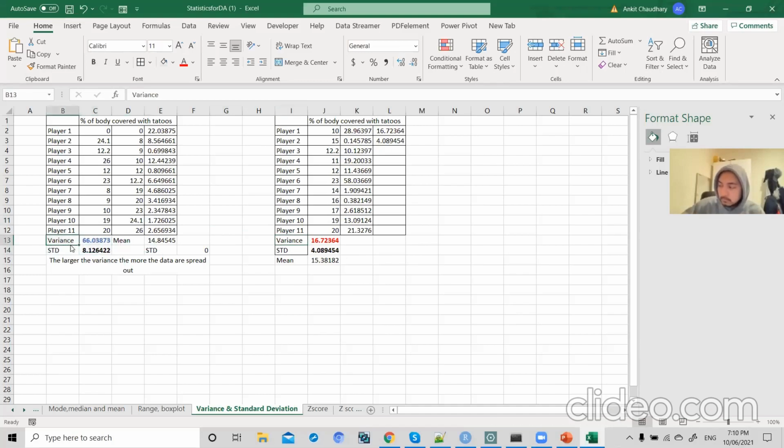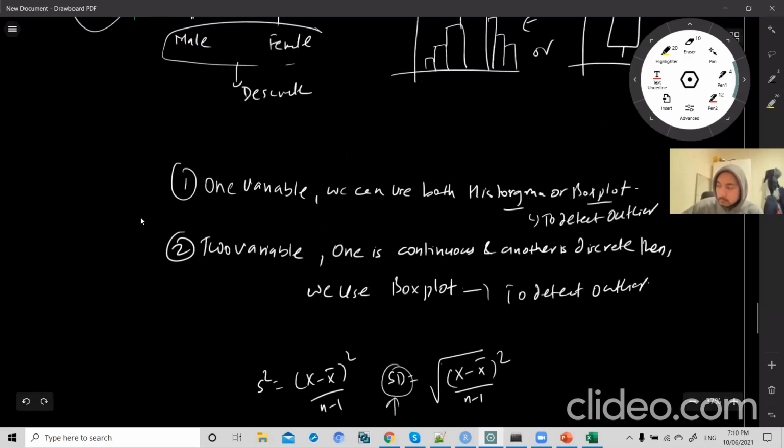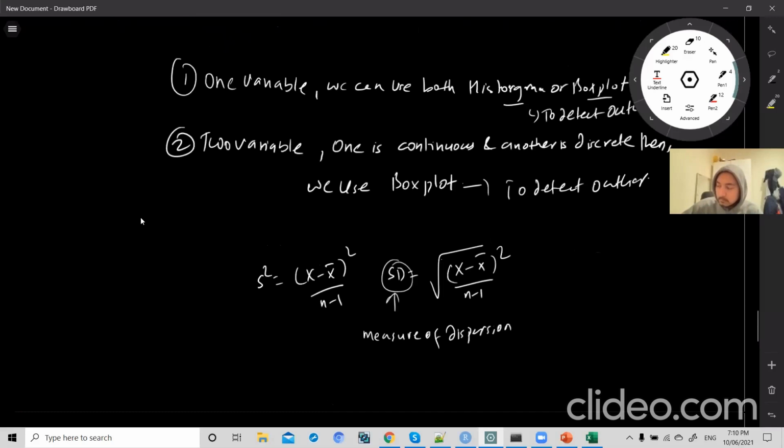Also, when we go into the next 2 weeks, we will study why we use standard deviation, not variance. The graph you see here, the normal distribution graph, all these graphs work on standard deviation. Okay, so standard deviation is always given preference in comparison to variance.